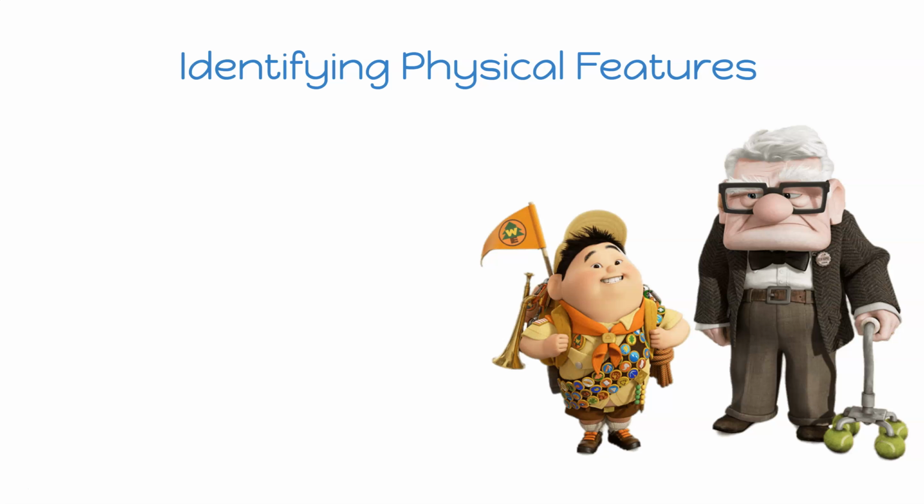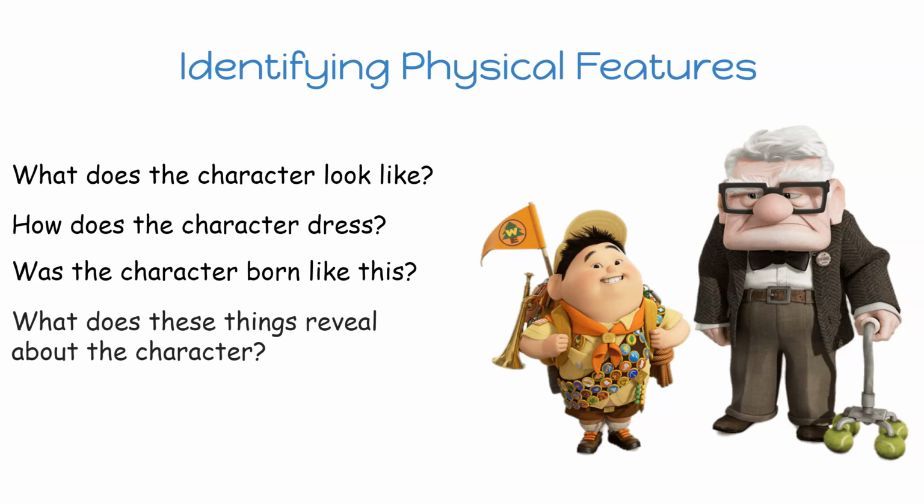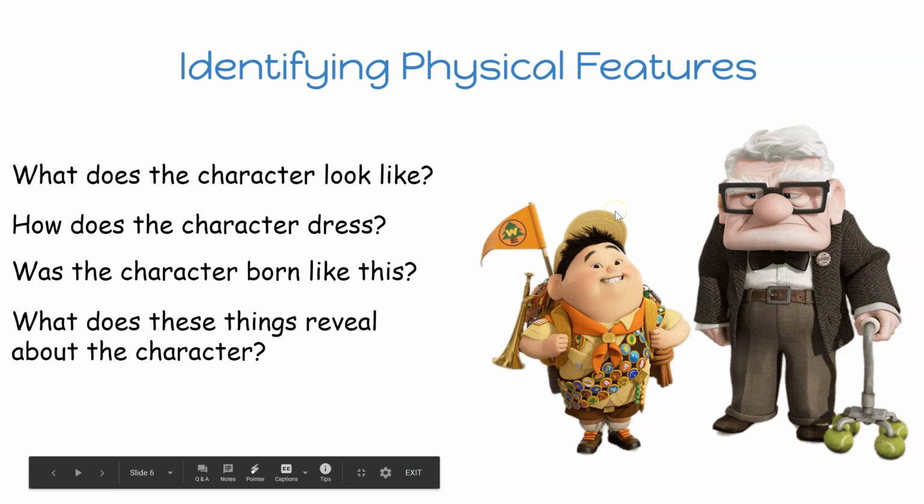Let's take a look at identifying physical features. We have Russell here and Mr. Fredrickson here. Let's focus on Russell. What does he look like? How does he dress? Was he born like this? And what do these things reveal about the character? Go ahead and pause right here to think about these questions for Russell, then we'll talk about it.